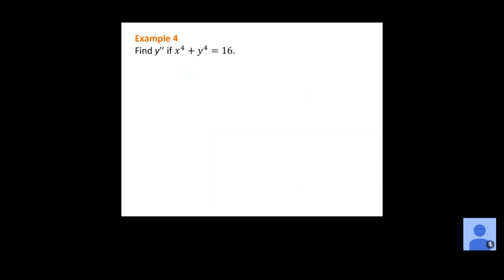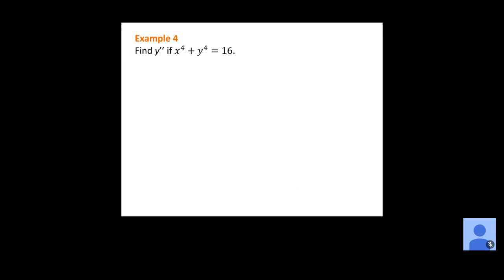All right, example 4. So that's our last example in this section. This time we want to find y double prime, and our equation is x to the 4th plus y to the 4th equals 16. All right, so if we're looking for y double prime, what are we going to have to do first? You've got to find y prime. Good. So to find the second derivative, we've got to know the first derivative.